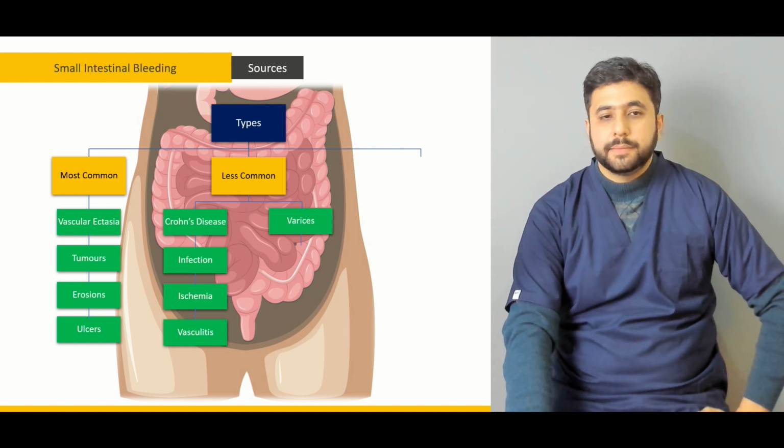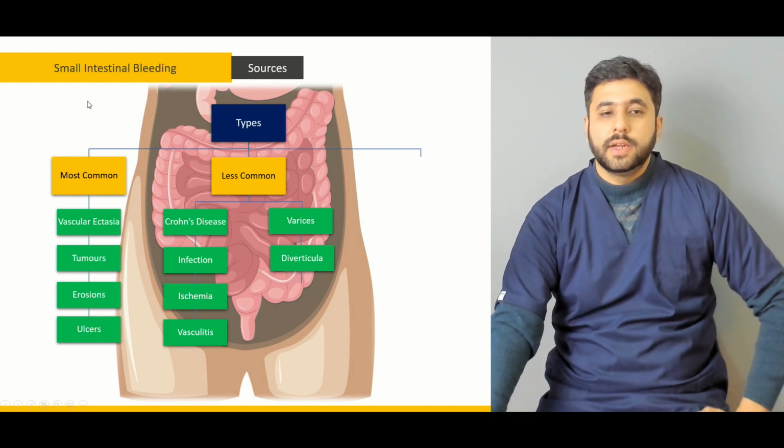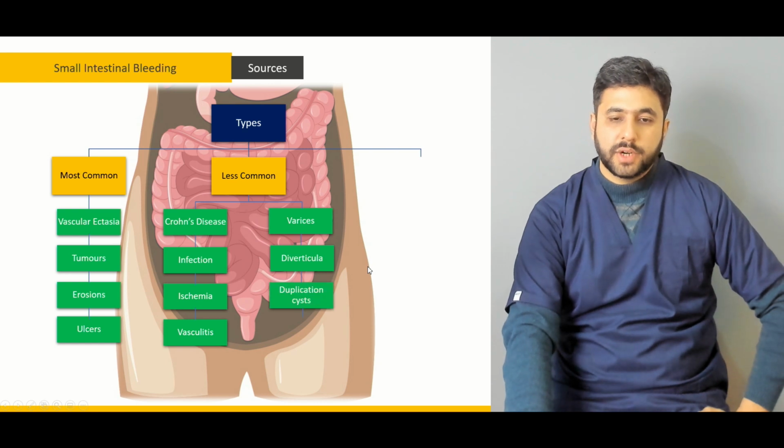Similarly, varices can form in the small intestine, which is fairly uncommon. They are generally formed in the esophagus and in the rectum, as you know. Diverticula is a common cause. It is more likely a cause of bleeding in the colon, but there can be some small intestinal diverticulum as well.